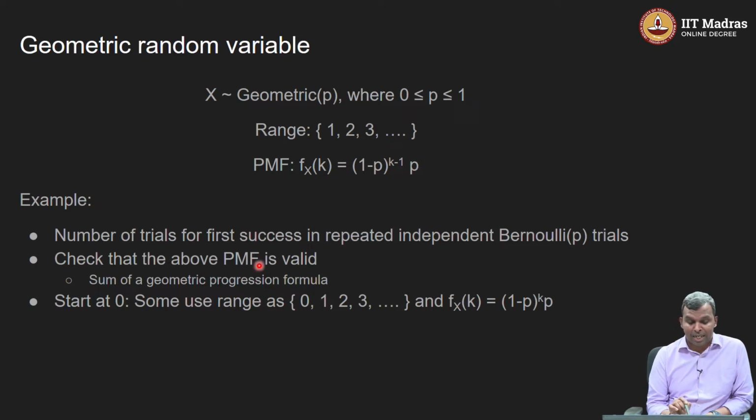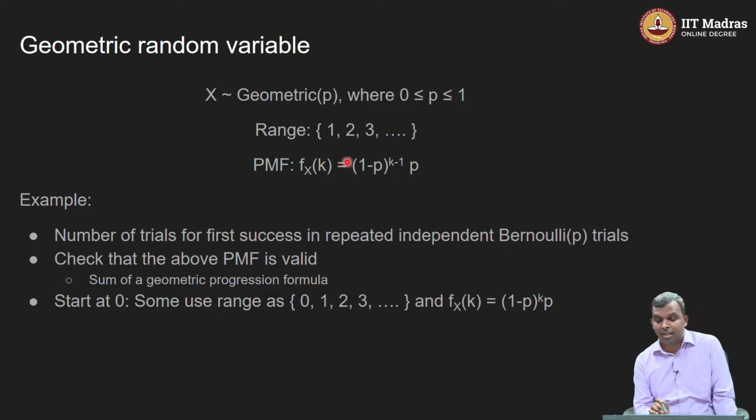You can check that it's valid. You can just sum up over all possible k. You will see it's p plus (1 minus p) times p plus (1 minus p) squared times p, etc. You use the geometric formula, you will get p by (1 minus (1 minus p)), and that's equal to 1. Okay, so that's for p strictly between 0 and 1. If p is 0 or p is 1, you can quite evidently see that things will work out.